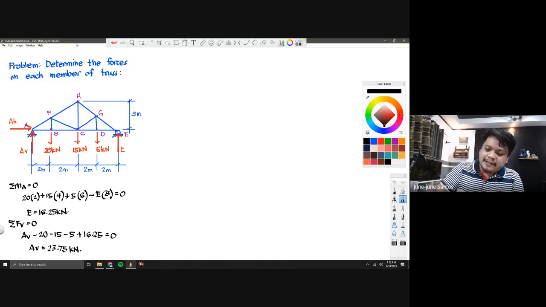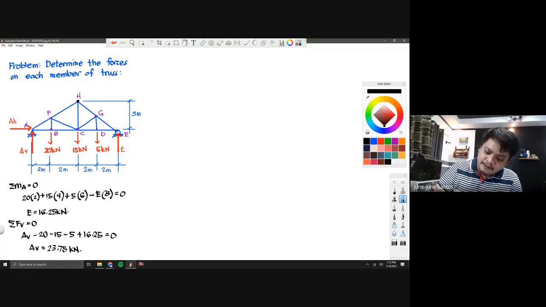Okay? Check natin. Pwede ko bang i-isolate si H? Ilan yung nakakabit sa kanyang hindi pa natin alam ang force? FH, isa. Dalawa, tatlo. Hindi ko pwedeng gawin yon. Okay? So, how about G? 1, 2, 3, 4. Hindi rin pwede. So, for method of joints, the maximum unknown should be maximum of 2 para makapag-solve tayo.